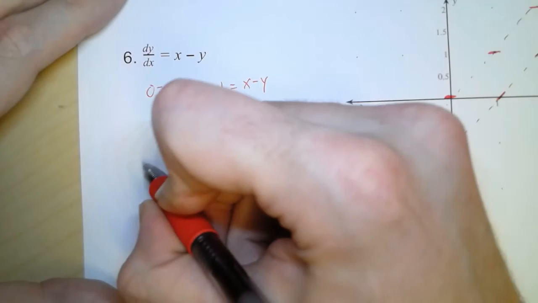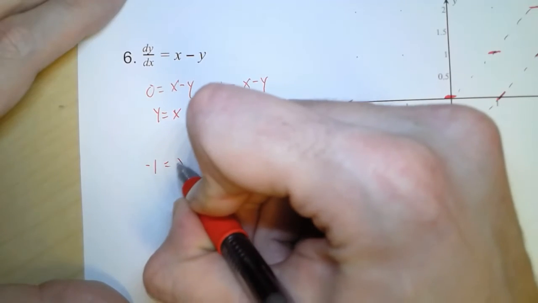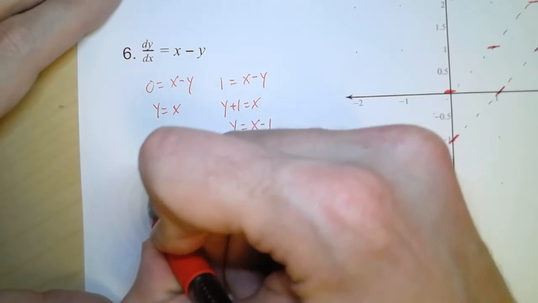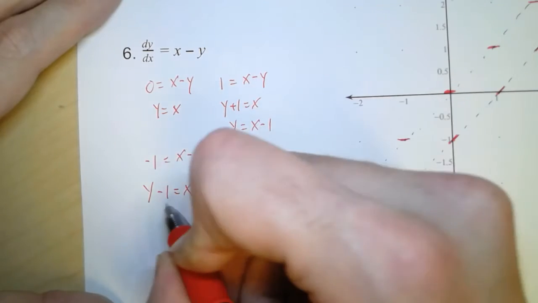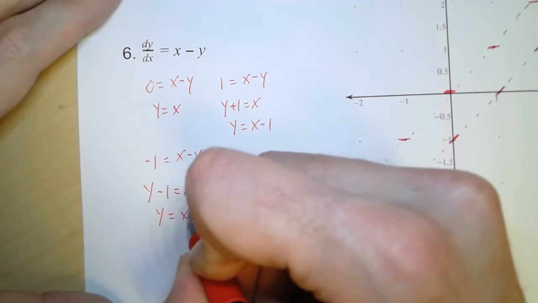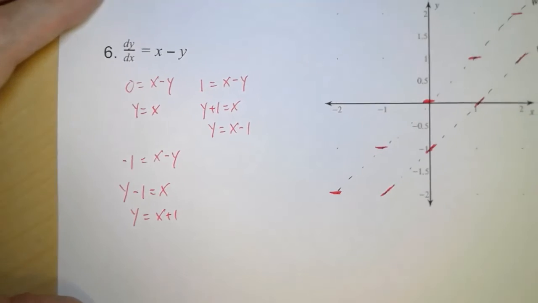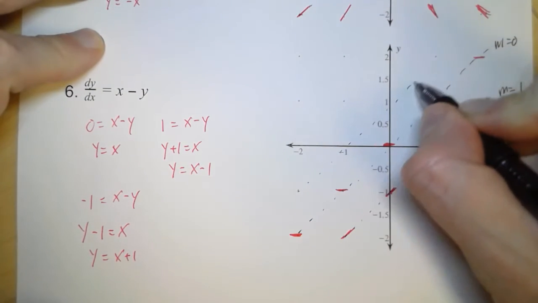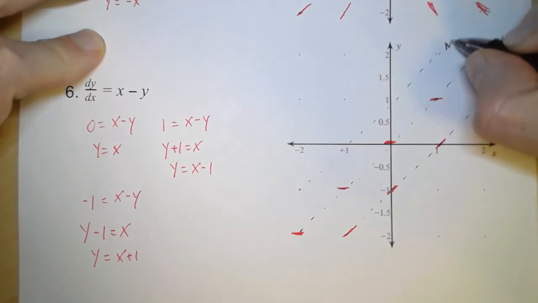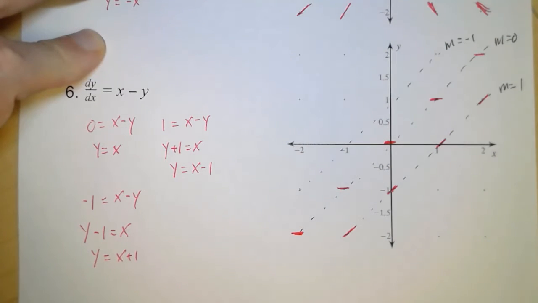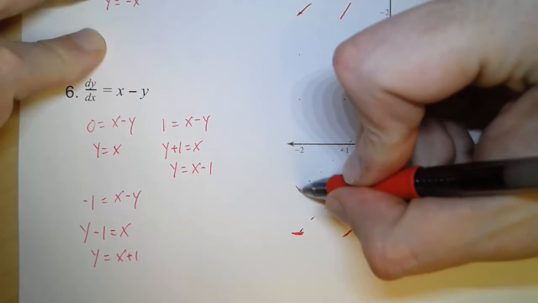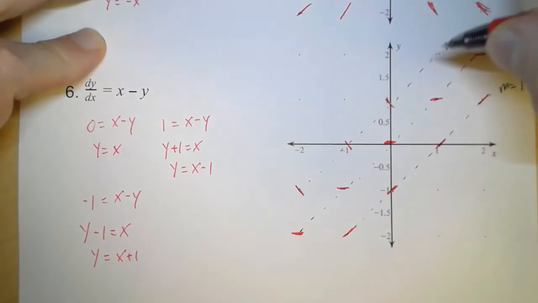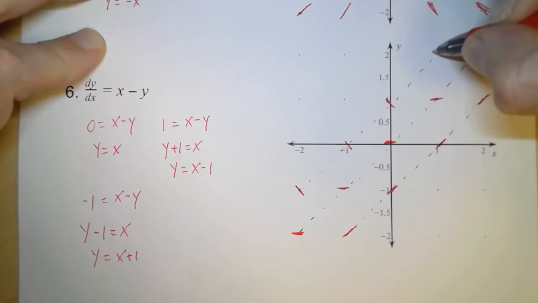Now, if I plug in negative 1, I get x minus y equal to negative 1. If I add the y over, I have y minus 1 equals x, and then I add 1, so y equals x plus 1. So the line y equals x plus 1, that's all the points where the slope is equal to negative 1. So here I draw that point down, down, down, and down like that.